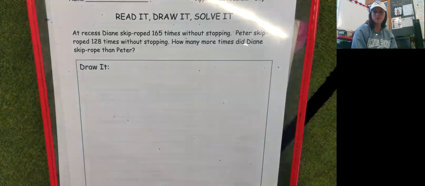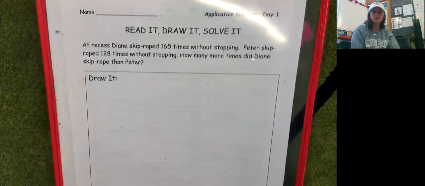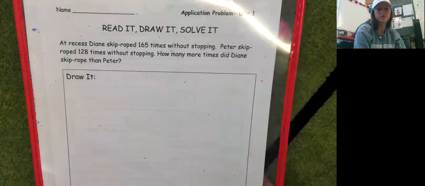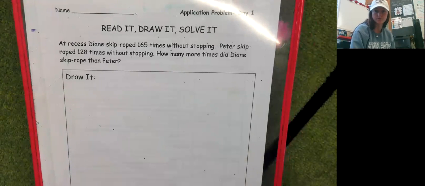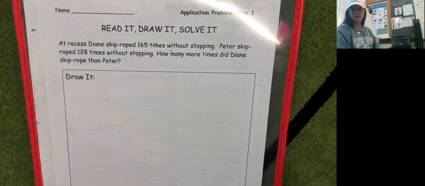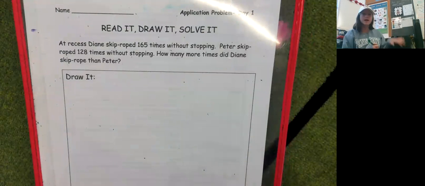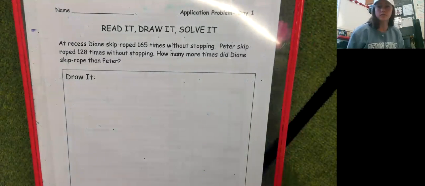I wanted to check in with you guys to go over our application problem for the first day. So I need you to get out your work so we can check it together. As I'm going over it, I want you to check your work and see if it matches mine. If it doesn't, I want you to see how you can fix yours to match mine, and we can go over it all together.